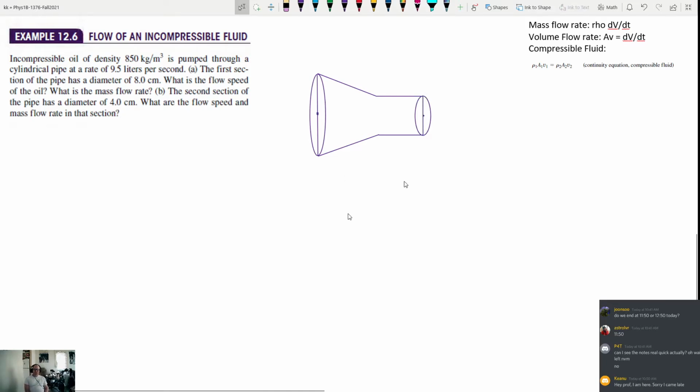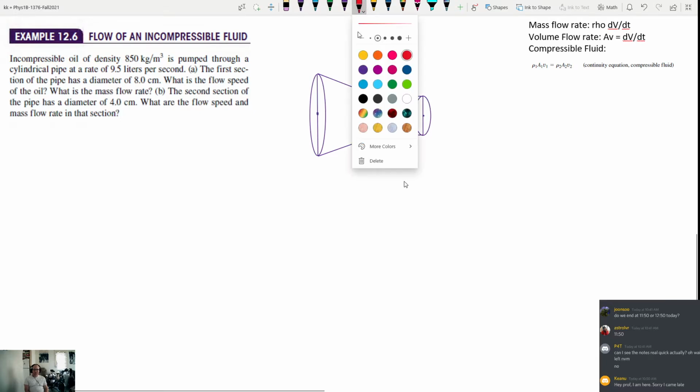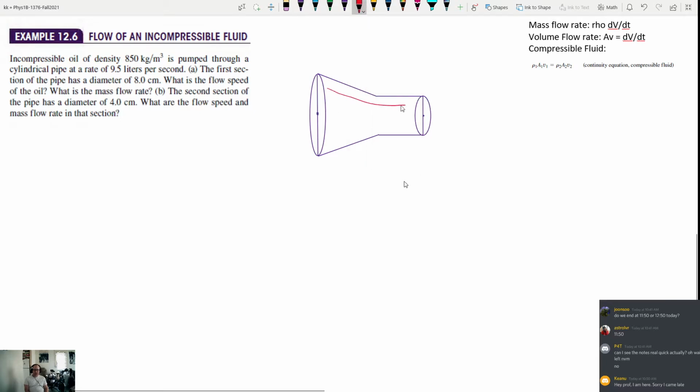Okay, so we have this tube that's shaped something like this. It has liquid, was it oil, that's flowing through it? We use red for oil. So we've got this fluid flowing through here. And what we know is that the first section of the pipe has a diameter of 8 centimeters, so this is 8 cm. The second section has a diameter of 4 centimeters, so this is 4 centimeters.